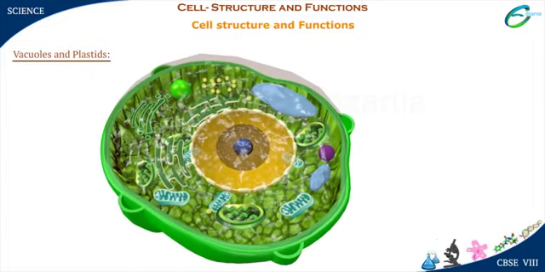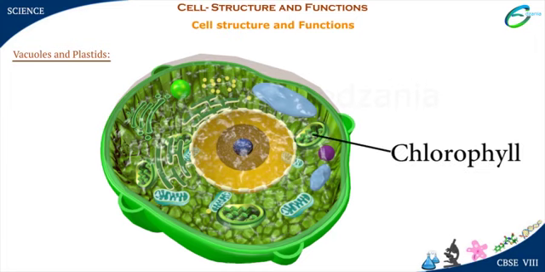In plant cells, there are several small colored bodies scattered in the cytoplasm. These small colored bodies are called plastids. Plastids have different colors. Plastids that are green in color contain the pigment chlorophyll. These green plastids are called chloroplasts. Chloroplasts give the leaves its green color, and chlorophyll helps in the process of photosynthesis.